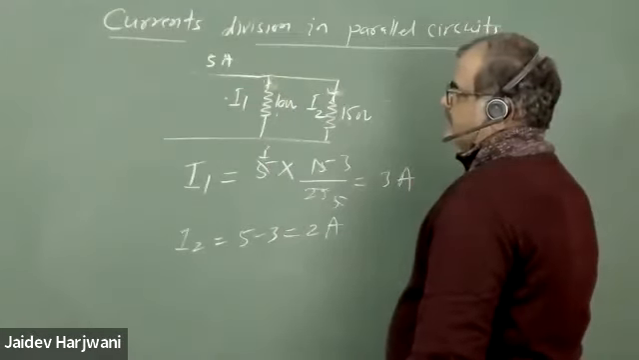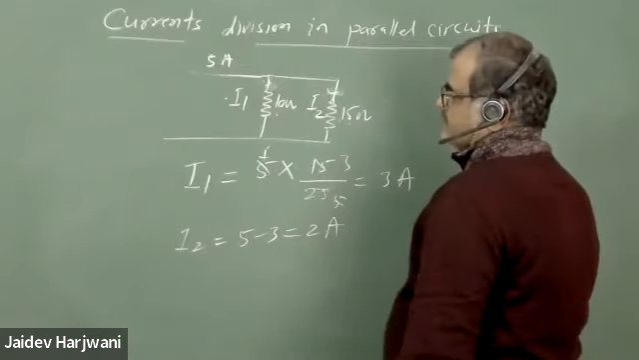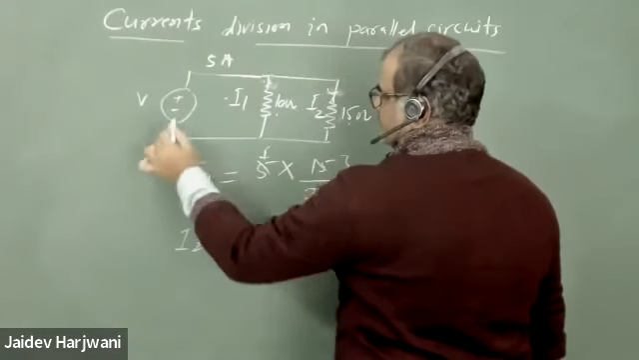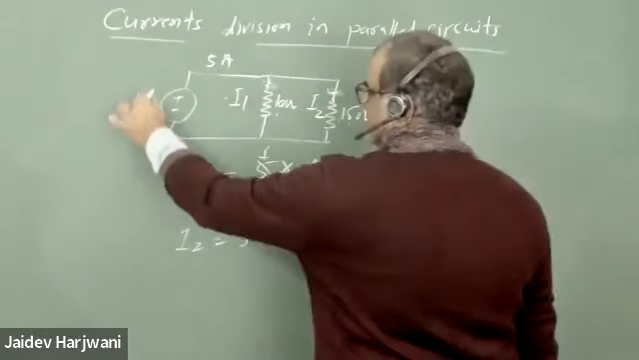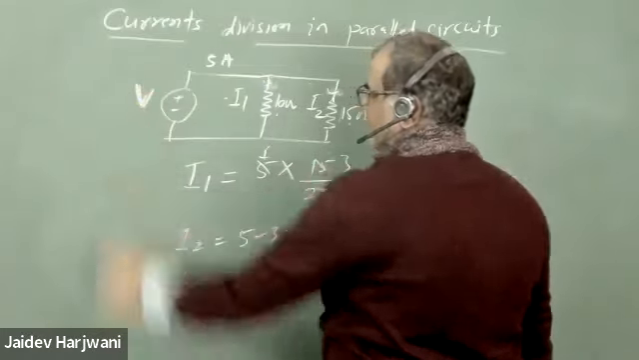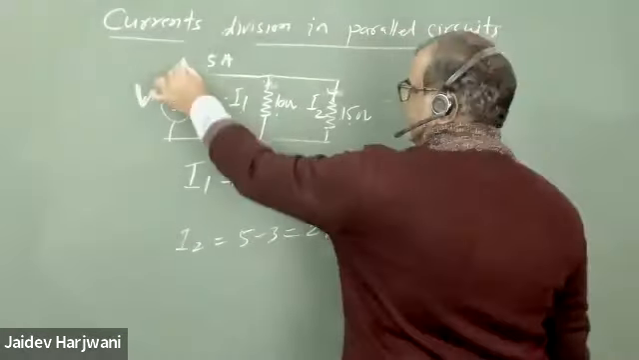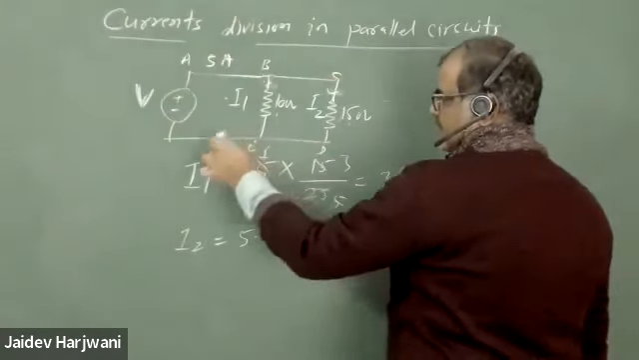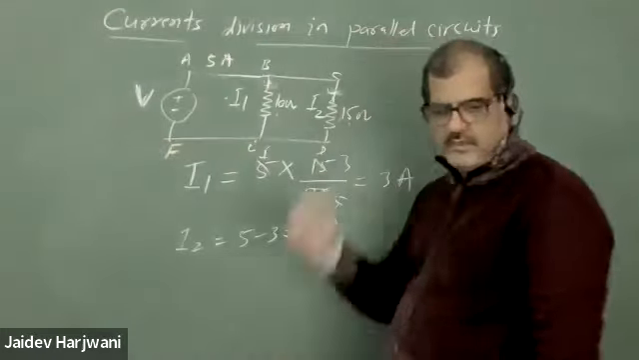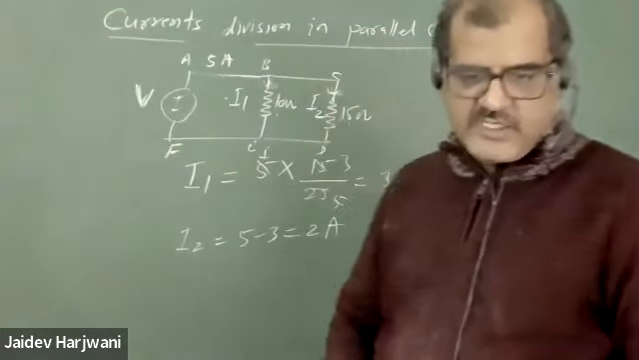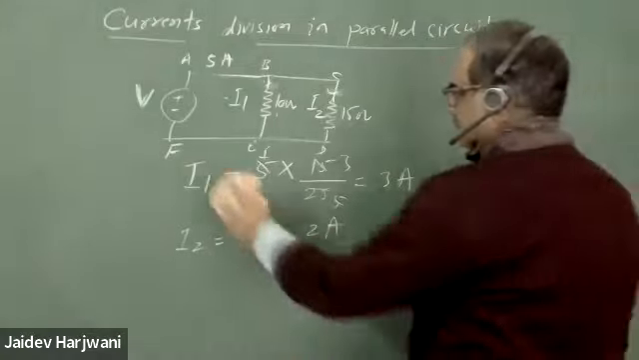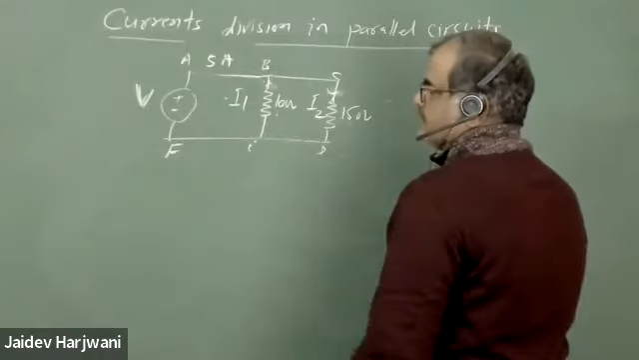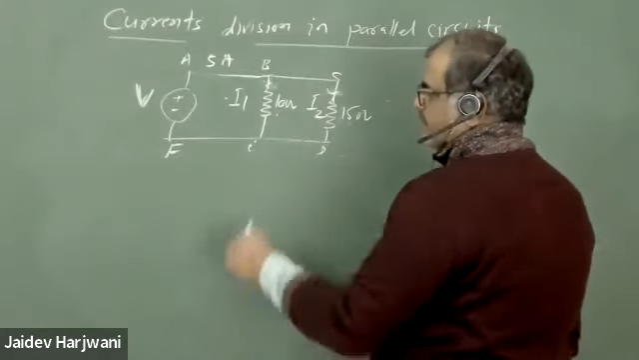Sir, there is a voltage source in the last question. So let me put the voltage source here. Now how many nodes can you see here? How many terminals can you see first? This is terminal A, B, C, D, E, F. Now tell me how many nodes are there in the circuit? A, B, C are the same, and D, E, F are the same. So there are two nodes only.